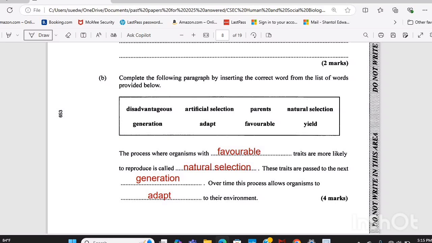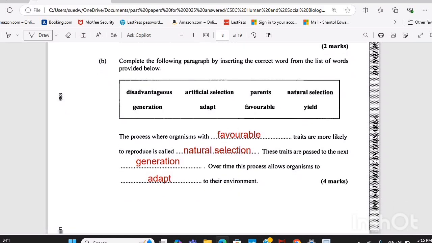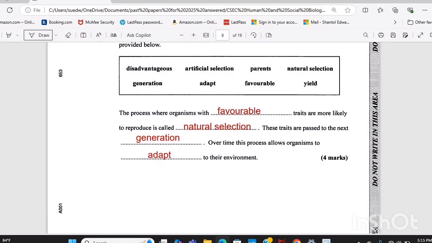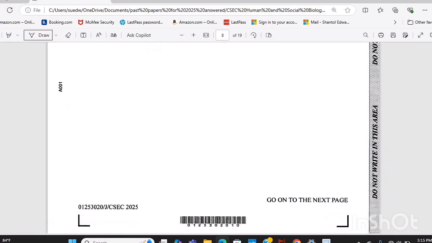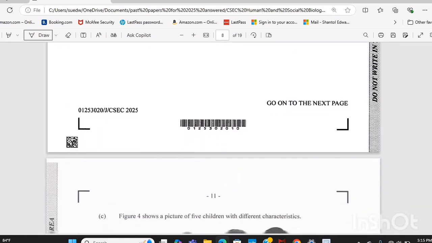Easy. And even if you didn't get all 4 marks, come on, these traits are passed to the next generation, right? So that one right there would be 1. And over time, this process allows organisms to adapt to their environment, must be adapted. So students, do not underestimate how CSEC will put your questions. It could come back just as easy as this. So we ask that you prepare yourself. So 4 easy marks right there.